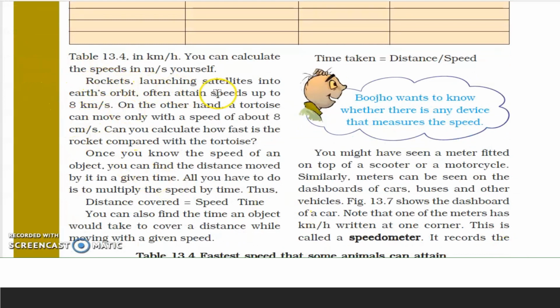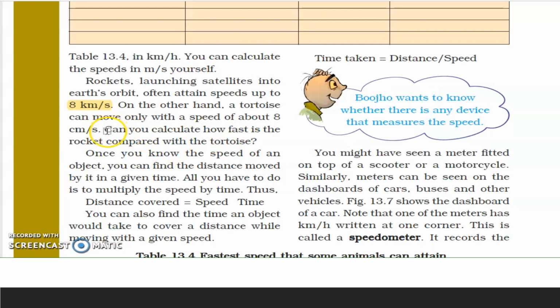Now, rockets launching satellites into Earth's orbit often travel at a speed of 8 km per second, covering a distance of 8 km in 1 second. On the other hand, a tortoise can move only at a speed of about 8 cm per second. Can you calculate how fast the rocket is compared to a tortoise?